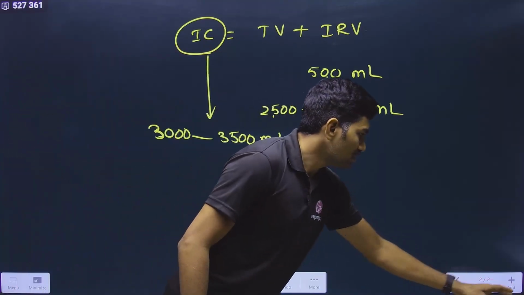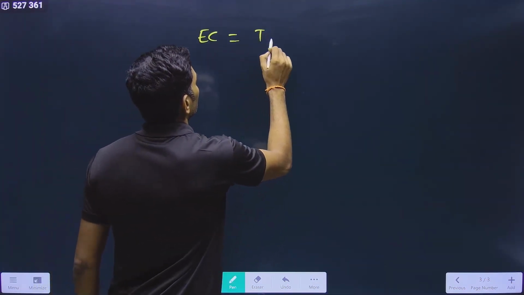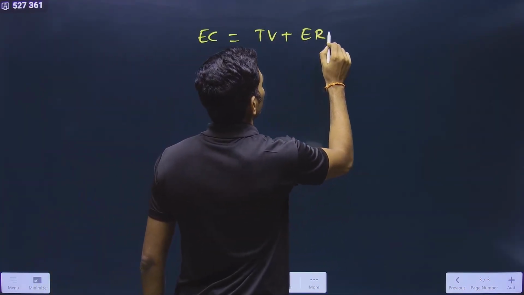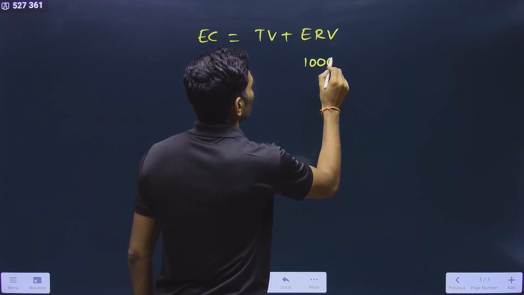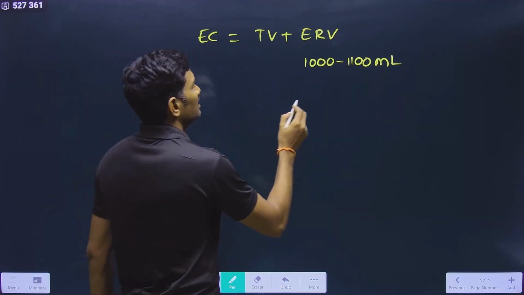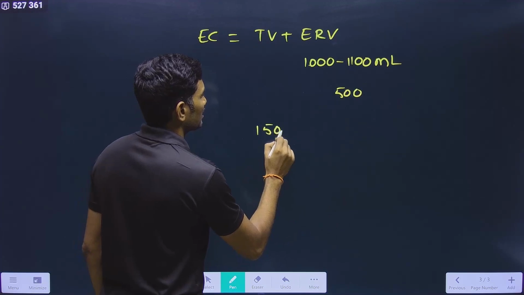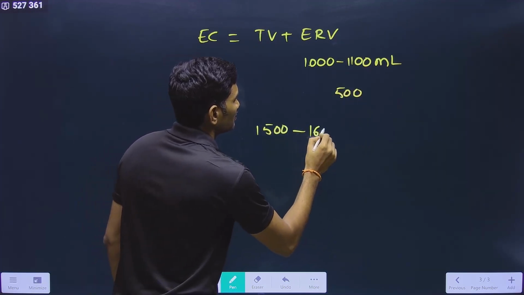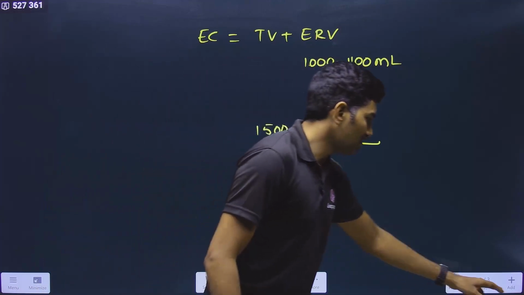Understood or not? Suppose they are asking about the expiratory capacity. What is expiratory capacity? Tidal volume plus expiratory reserve volume. The expiratory reserve volume is 1000 to 1100. Yes or no? And this one is 500. So how will you write this? Add this, 1500 to 1600 ml. Like this you need to write. Simply add all those.